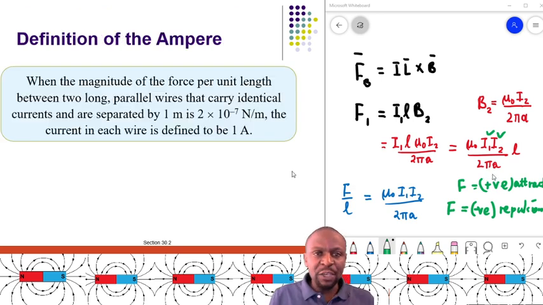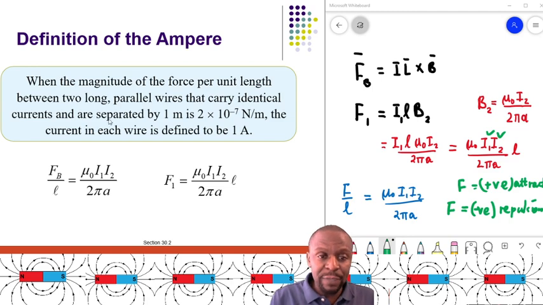Now, the definition of the ampere: when the magnitude of the force per unit length, F divided by L, between two long parallel wires that carry identical currents and are separated by a distance of 1 meter is 2 times 10 to the power minus 7 newtons per meter, that is the force per unit length, the current in each wire is defined to be 1 ampere.